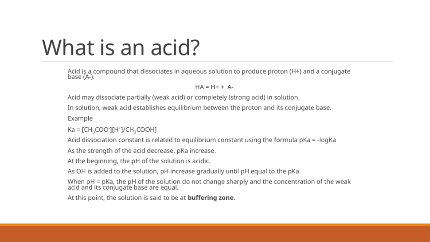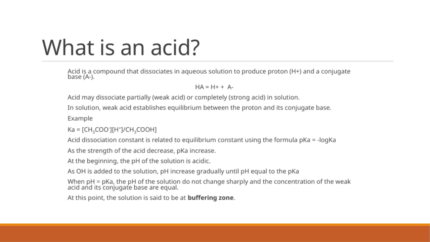The acid dissociation constant, Ka, is related to the pK value through the formula pK equals negative log of Ka. This relationship helps us understand acid strength. As the acid gets weaker, the pK increases.